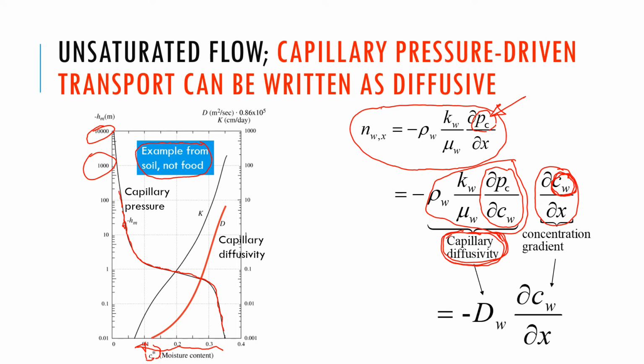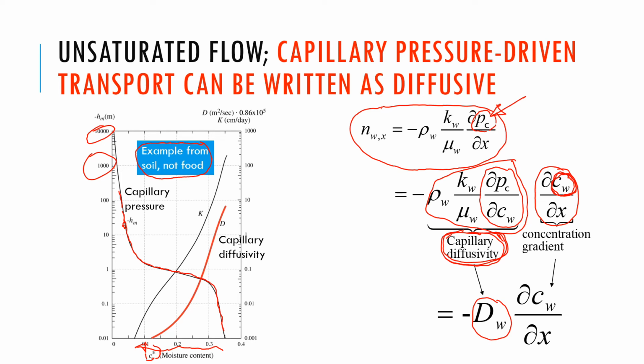So if we write it this way, then we call this one diffusivity. This, as I was promising, was the confusing part: we really were thinking of capillarity to be included as flow, but now we are saying capillarity can be written in terms of a diffusive flux.